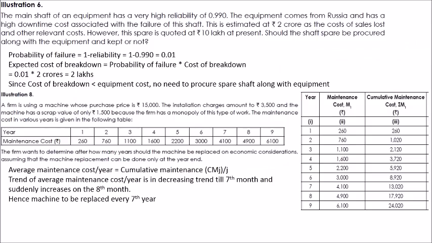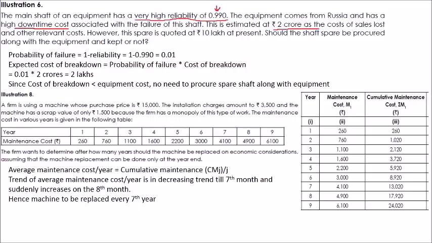Illustration number 6: the main shaft of the equipment has a very high reliability. Very high reliability in the sense that the probability of breakdown is very less. So reliability is the opposite of breakdown. So I have 99% reliability, which means a 1% chance of breakdown. Okay, the equipment comes from Russia and has a high downtime cost associated with it. So it has a very high reliability, but if it breaks down, it has a significant downtime cost. Okay, and what is the downtime cost? It is given as 2 crore rupees.